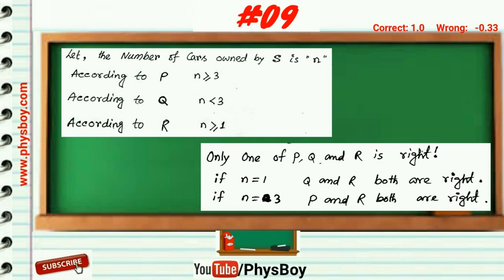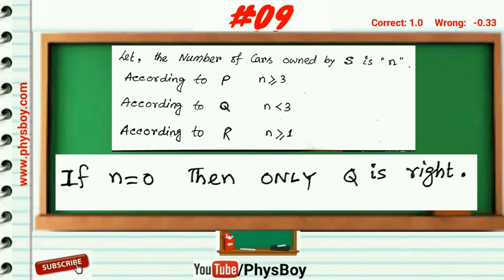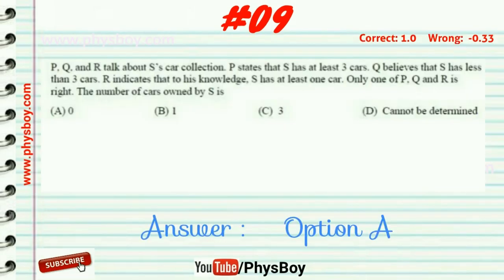Then only Q is right, because Q said that the number of cars owned by S, that is N, is less than 3, and 0 is less than 3, and only one of P, Q, R is right, that is Q is right. So N is equal to 0 is a possible solution. So option A is the correct answer.